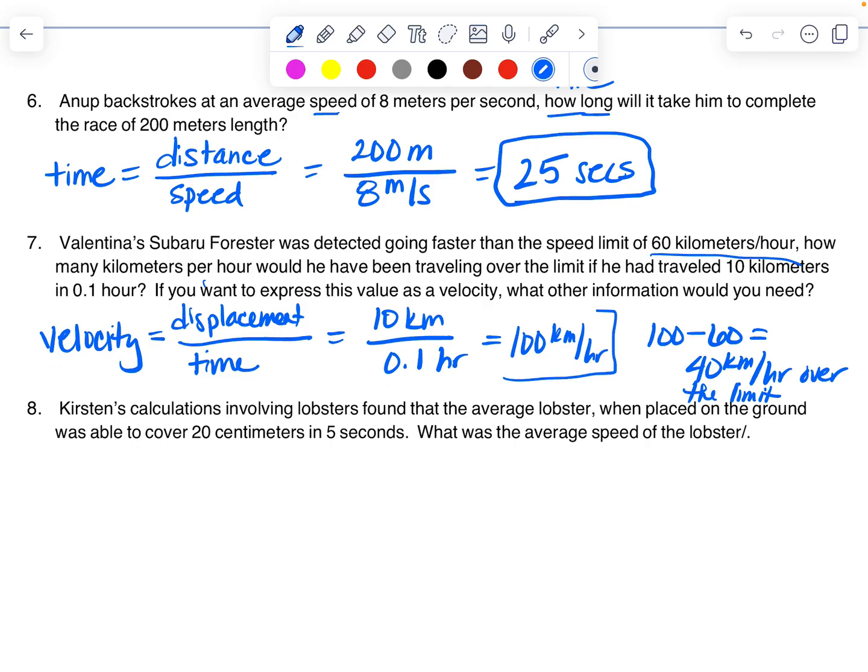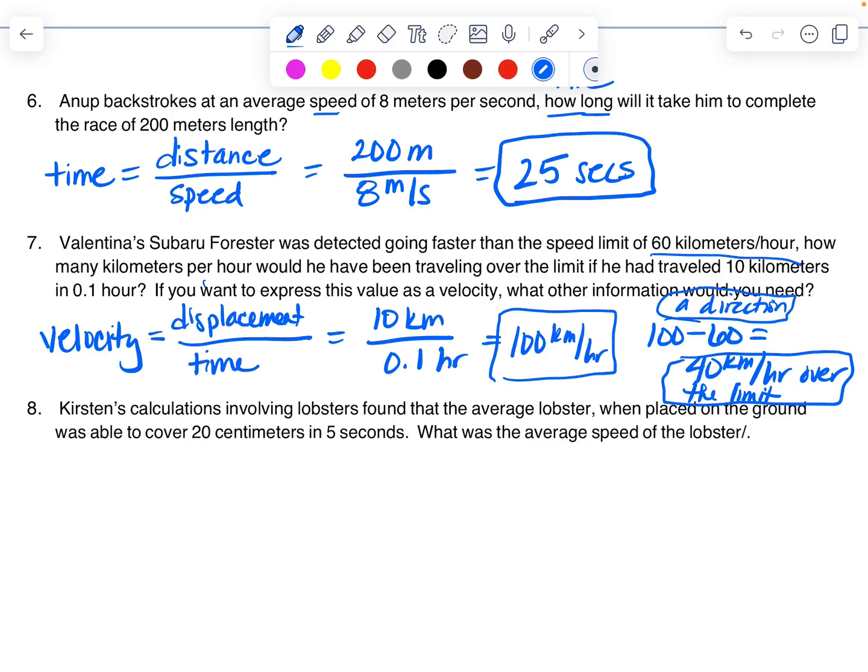So we have this answer, which is how fast he was traveling, and this one, 40 over the speed limit. So there were two parts, okay? And it said, what other information would you need on this one? A direction. Since it's velocity, we need a direction. So that's another part to this question.